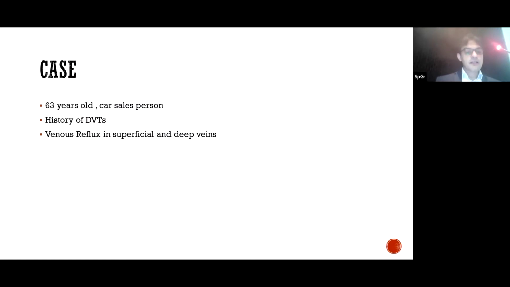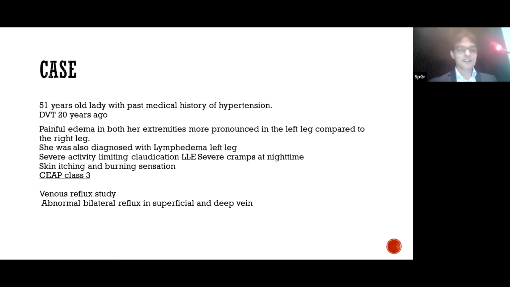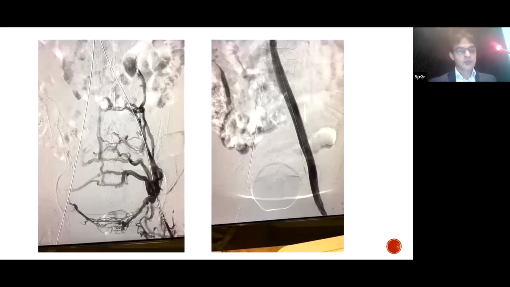Again, 63 years old, car salesperson, he depends on his legs. He has to stand on his legs for 8 hours, 10 hours. Now, history of DVTs, venous reflux in both superficial and deep veins. But before we went on to do the ablations and go that route, let's see what's going on above. As you can see, complete obstruction of his iliac vein, with the collaterals going from left to right. When you just do the venous reflux ablation, you may cause this patient more harm than benefit without fixing the obstruction. So I can go on.